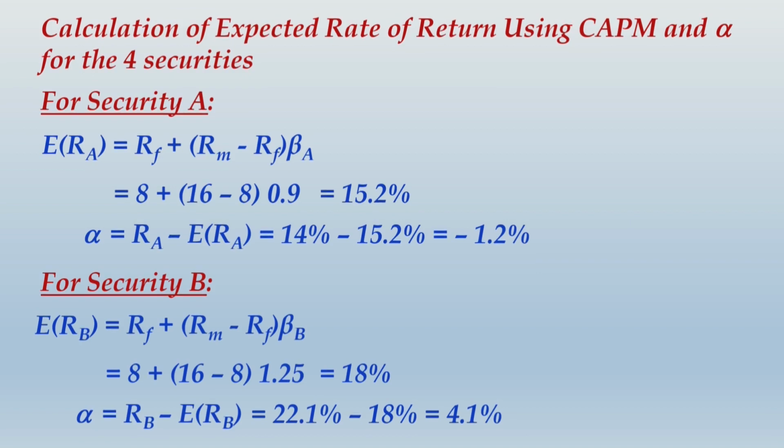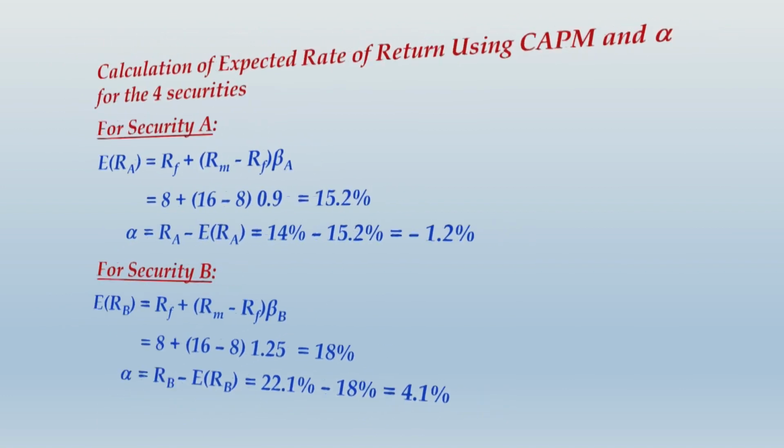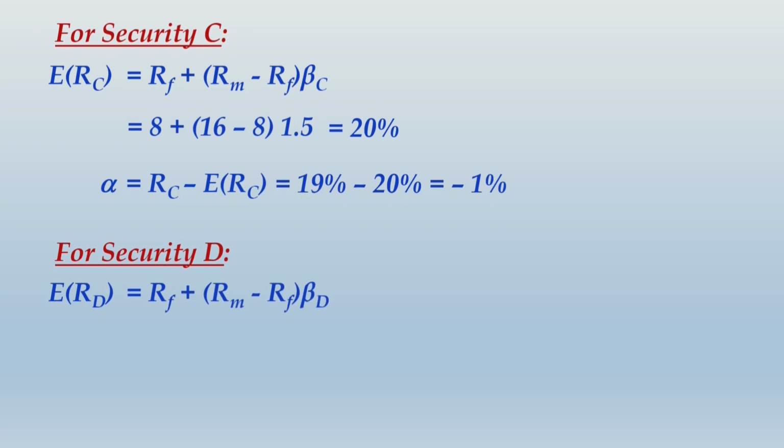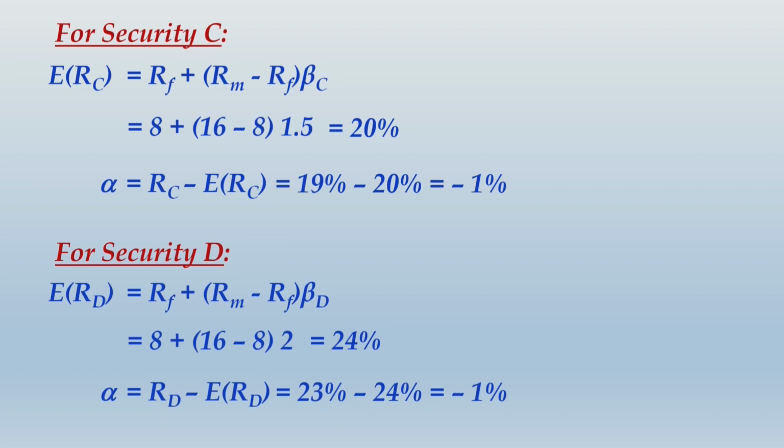Alright friends, I am sure you have completed writing this much. Let us move ahead and look into the later part, that will be determining alpha for security C and D. We again find that security C is resulting into a negative value of alpha, and security D is also resulting into a negative value of alpha. That means we conclude one thing, that securities A, C and D all are giving negative alphas. Only security B is the one with a positive alpha.